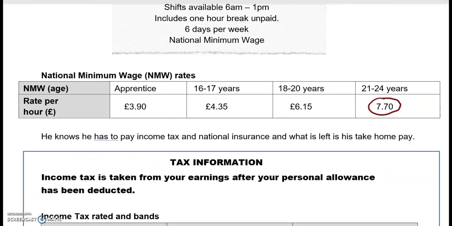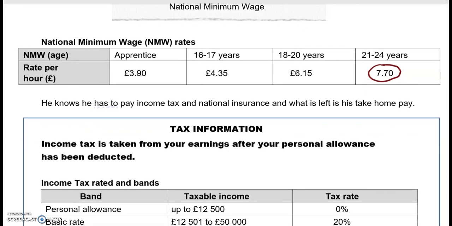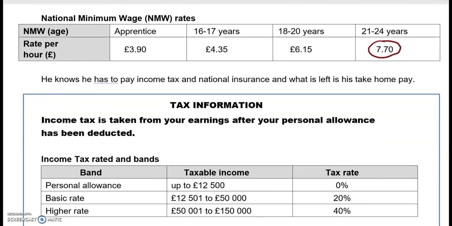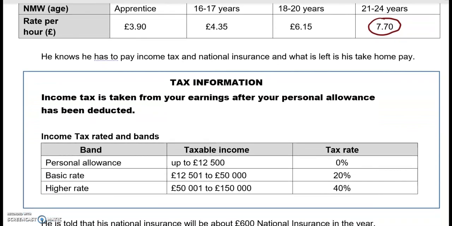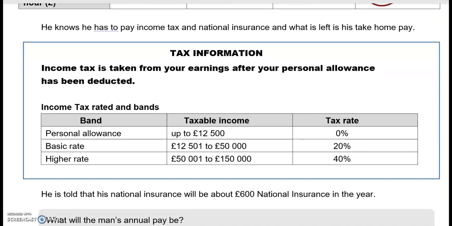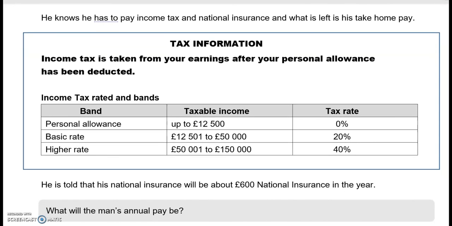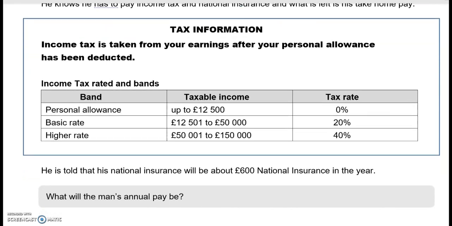Below we've got tax information. Income tax is taken from your earnings after your personal allowance has been deducted. And we've got all the different rates. He's told that his national insurance will be about £1,000 national insurance in the year. What will the man's annual pay be?